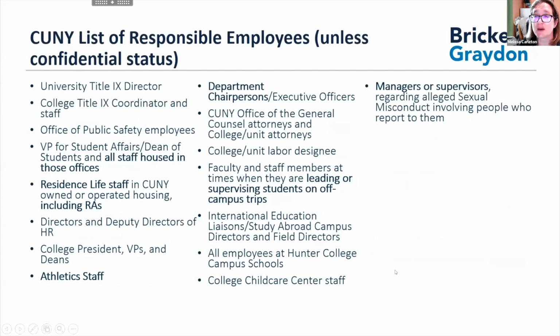All right, so who is a responsible employee? This is the official list. So you'll note some of the bigger ones I have highlighted or bolded. So all staff housed in the Student Affairs Office or the Dean of Students Office, all your residence life staff, including your RAs, your HR directors, deputy directors, athletics staff, this is all responsible employees. Department chairpersons, faculty and staff members are responsible employees when they're leading or supervising students on off-campus trips because they're kind of in the role of the supervisor there. So these are the folks.